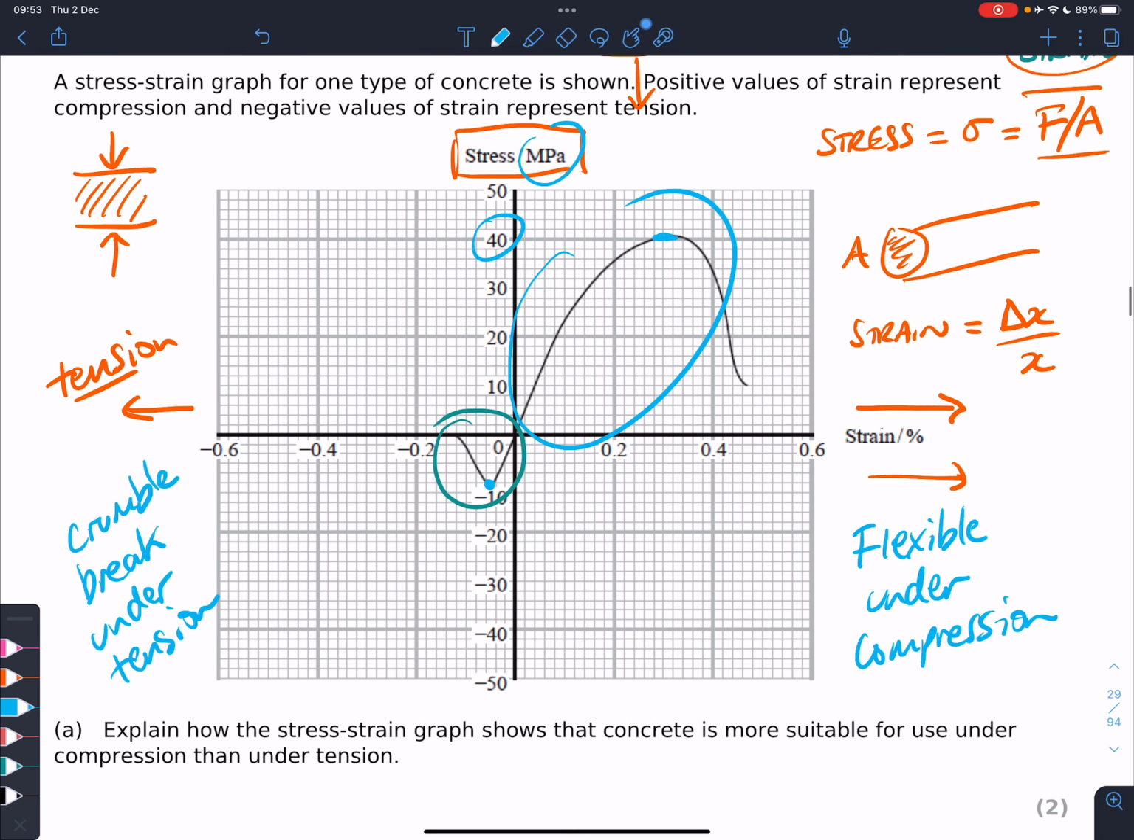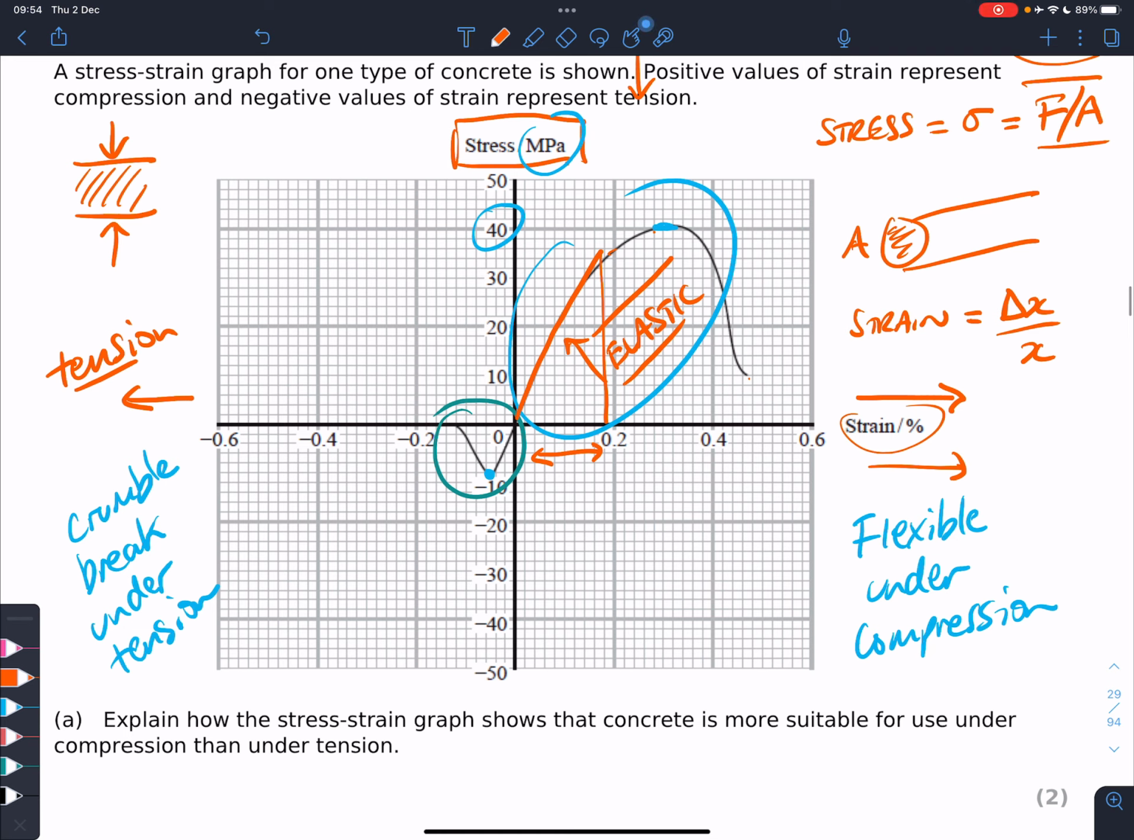So let's look at what they're actually asking for. Explain how the stress-strain graph shows that concrete is more suitable for use under compression than under tension. Well, you've got to make sure you're answering the question, so explain how the graph shows it. So you've got a long region here where this is actually elastic. Elastic is generally good, but it's also able, with a very large range of stresses, to be compressed and change its shape for quite a significant percentage.